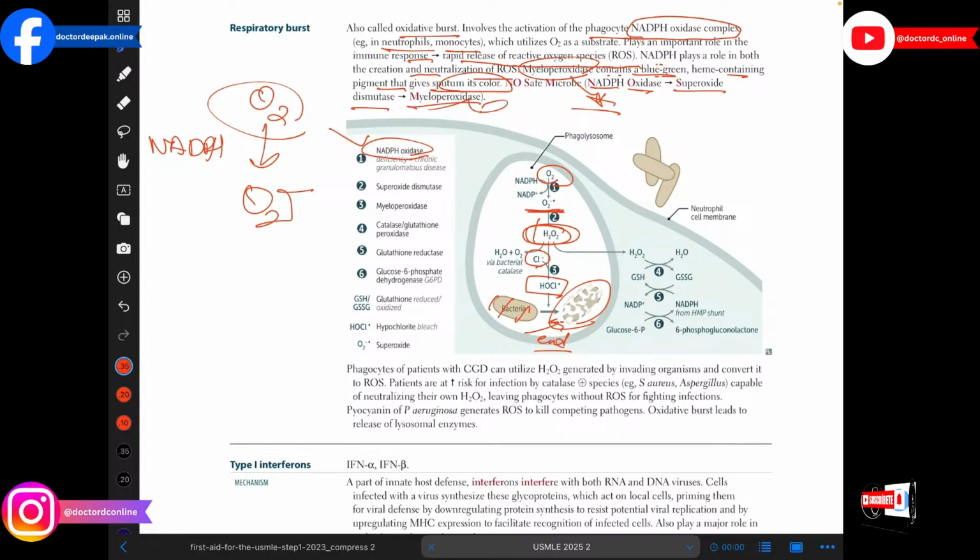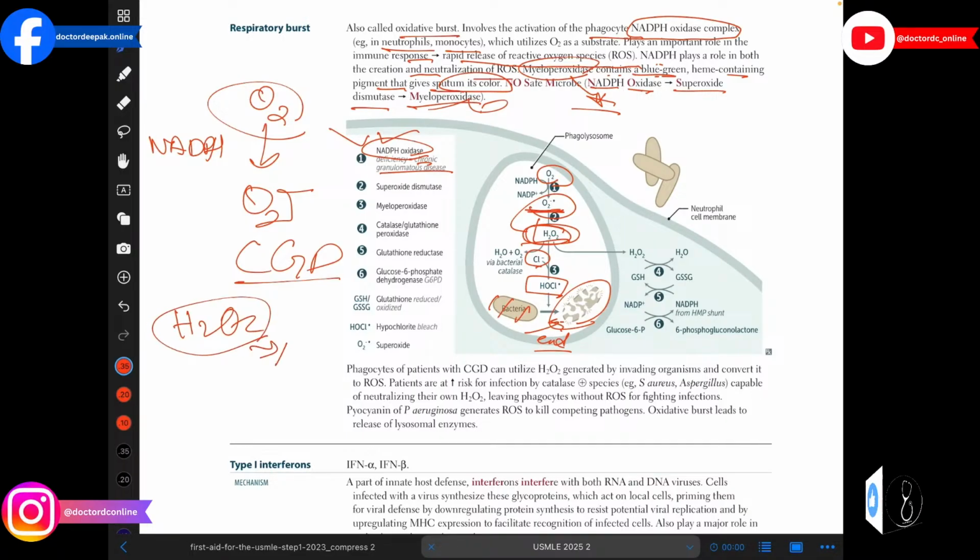If some person has a deficiency of NADPH oxidase, that disease is called chronic granulomatous disease, CGD. In that disease, the body is unable to produce oxygen radicals or hydrogen peroxide, but at that time they can use the hydrogen peroxide that is produced by the bacteria itself to kill that bacteria. But some of the bacteria are catalase positive. They break down the hydrogen peroxide themselves, so our body can't use that hydrogen peroxide for killing them.